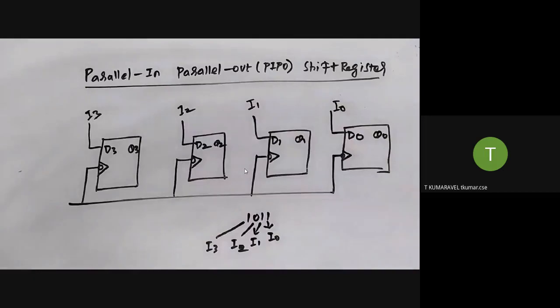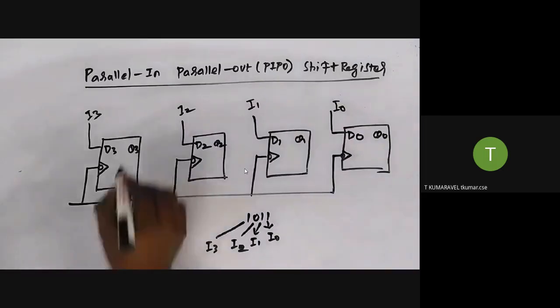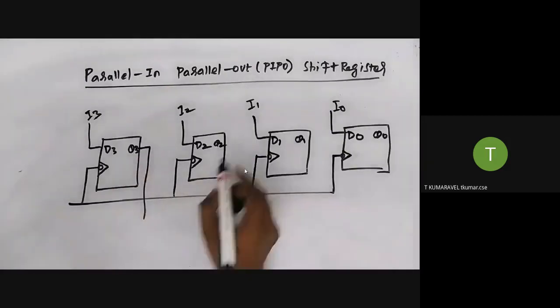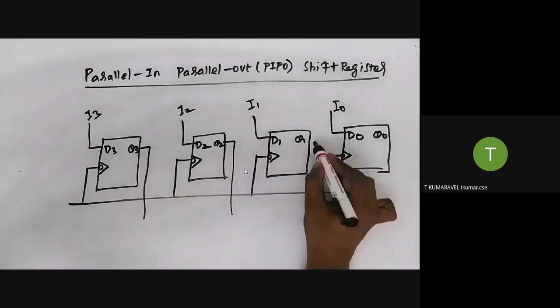Okay, parallel out. When the data is available in the flip flop, at that moment itself, it generates the output.